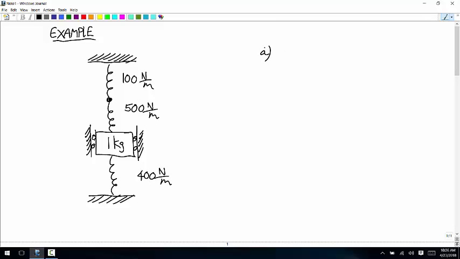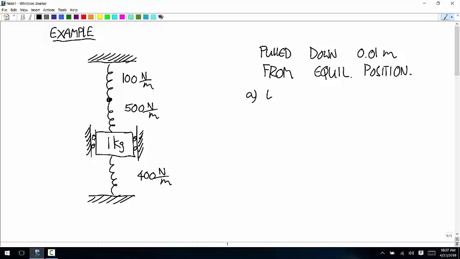So derive the. Let's say, well, okay. So first I have to give boundary conditions. So let's say that it's pulled down 1 centimeter from its hanging equilibrium position. What's the position as a function of time, where that's x? And what's the frequency?